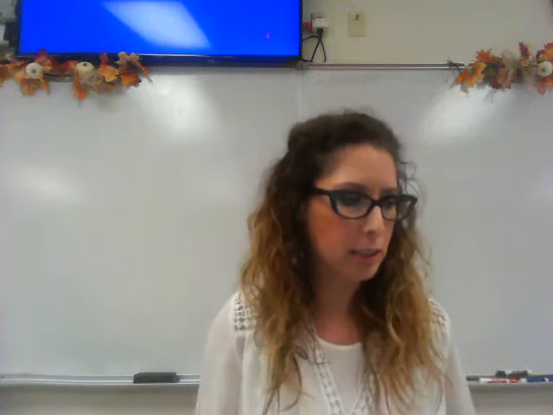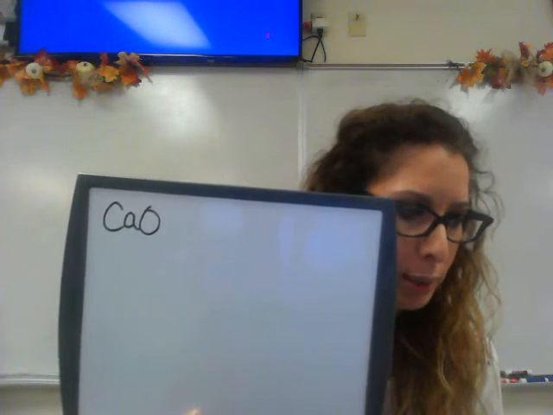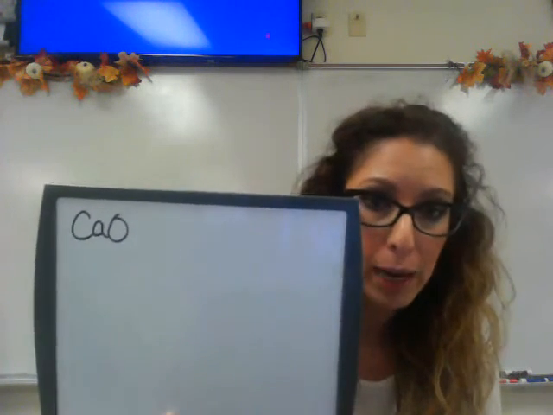Student exercise number 1, where we're classifying compounds. It says classify these compounds. A, we have calcium oxide. So if you have calcium oxide, calcium is a metal, oxygen is a non-metal. Those are 2 different types of elements. This is a binary ionic compound.